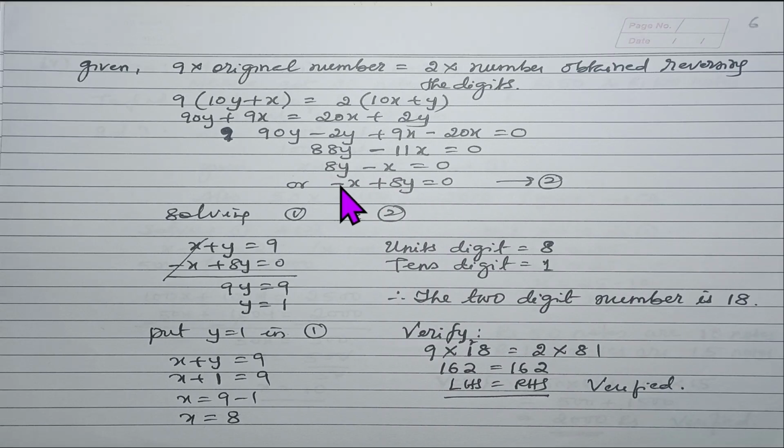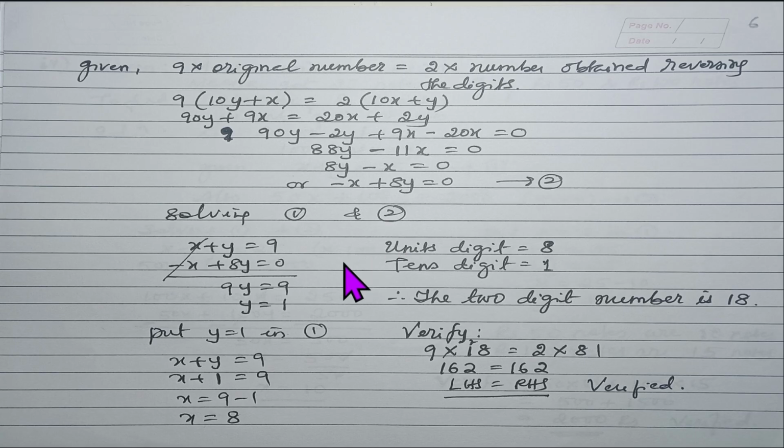Or rearranging, we get minus x plus 8y equal to 0, and that is the second equation we have got. So we have already framed the second equation. We have framed the first equation and we have framed the second equation. Now we have to solve these two equations, and let us see how to solve them.